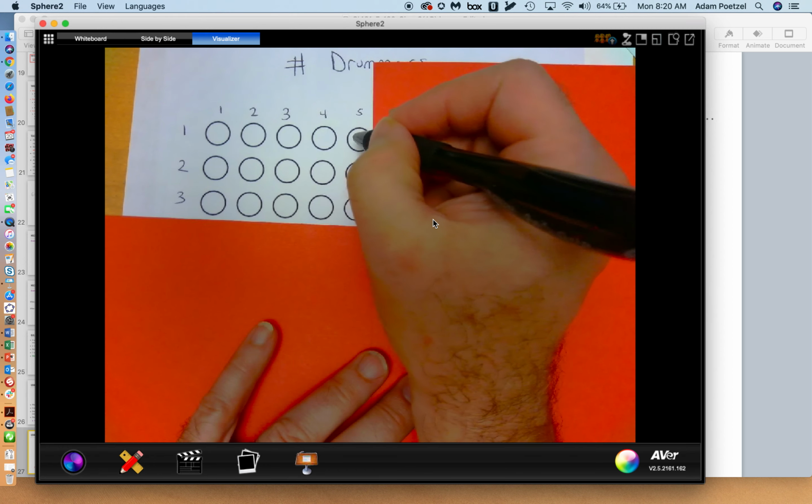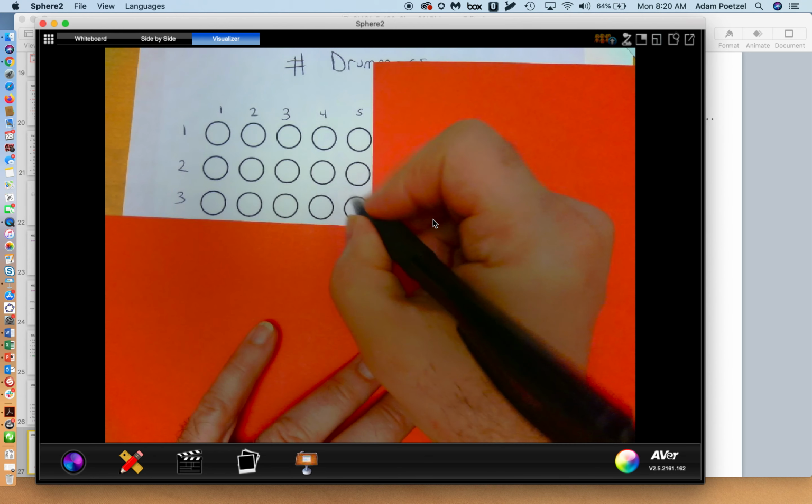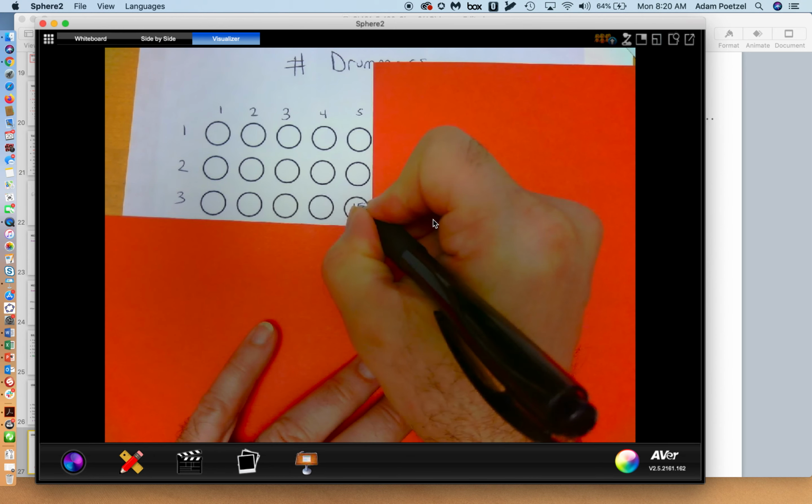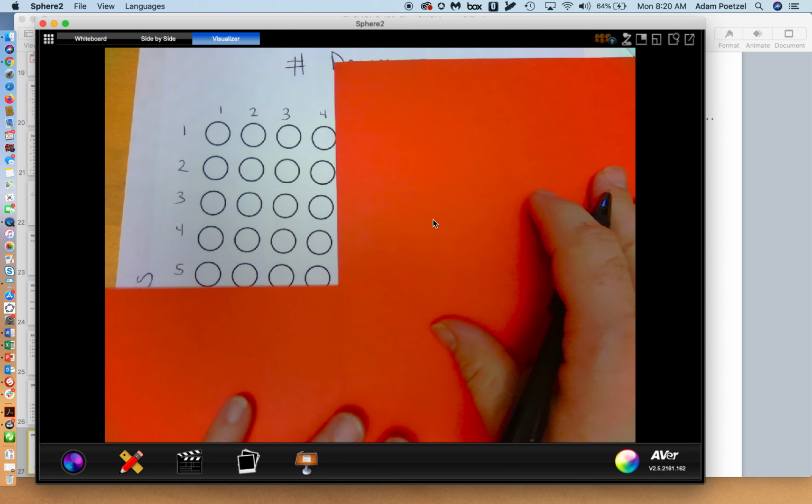And again, I'd want to get the total. So I might do 5, 10, 15. And I tell them, put that number in the bottom left, so that way we know that we looked at that parade. And we can make all kinds of different parades.